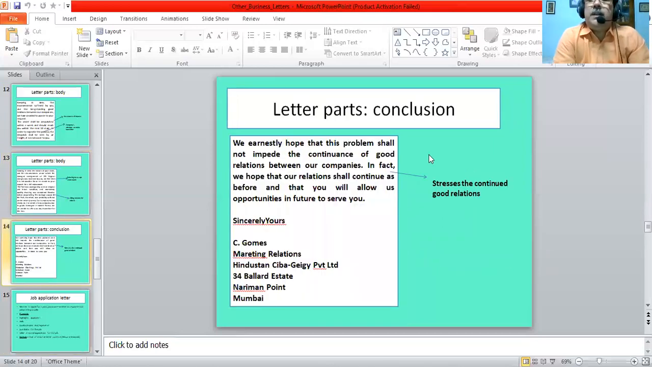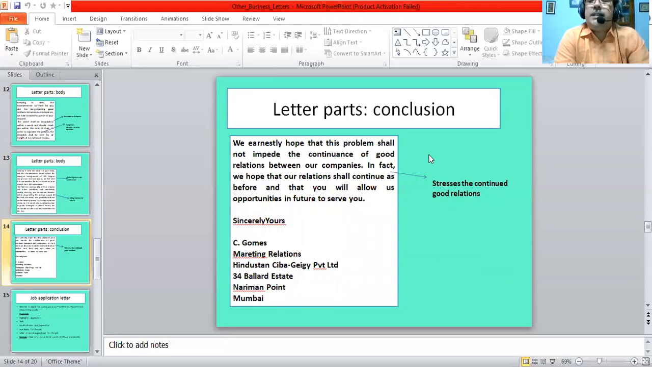The conclusion of this letter: we earnestly hope that this problem shall not impede the continuance of good relations between our companies. In fact, we hope that our relations shall continue as before and that you will allow us opportunities in future to serve you. Sincerely yours, C. Gomes, Marketing Relations.